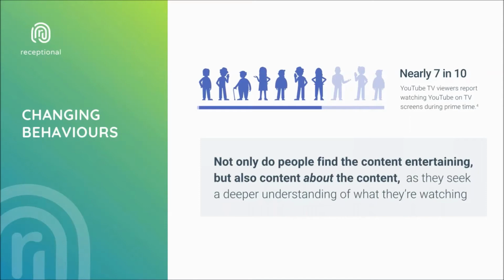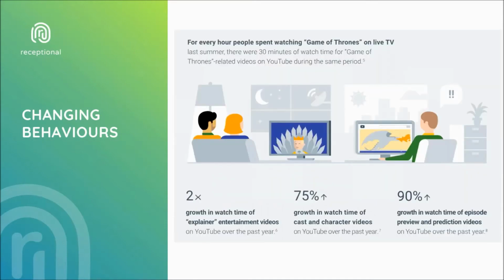In terms of what we mean by that, just taking an example from summer 2017, when Game of Thrones was last on, what we saw was that for every hour that people spent watching Game of Thrones on live TV, there were an additional 30 minutes of watch time for Game of Thrones related videos on YouTube during that time as well. Pretty staggering, really. 2 times growth in watch time of entertainment, explainer videos for Game of Thrones, people looking at cast and character videos, and also preview and prediction videos as well.